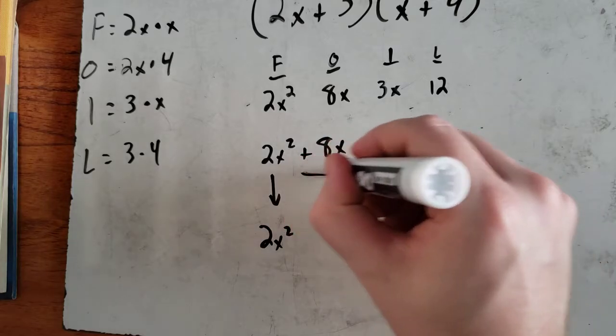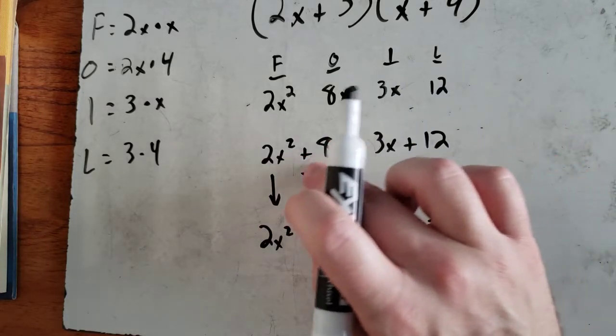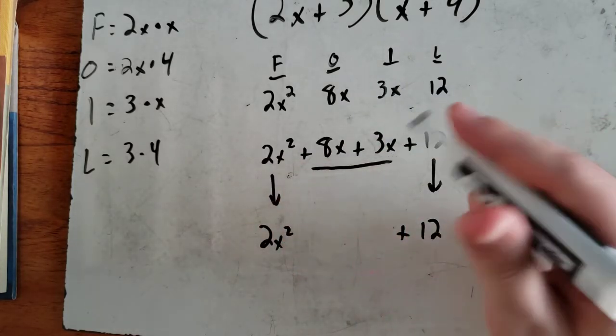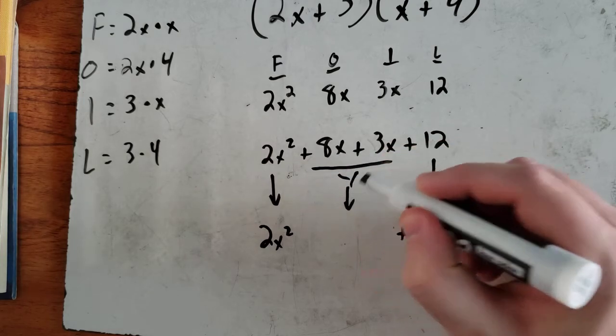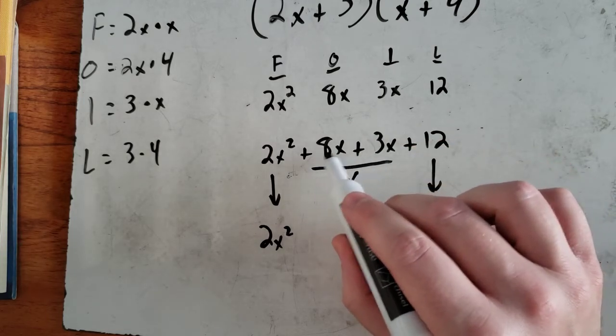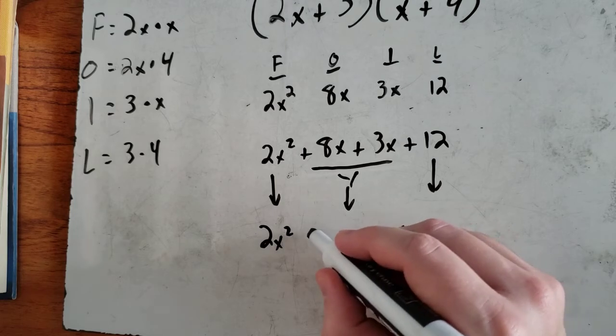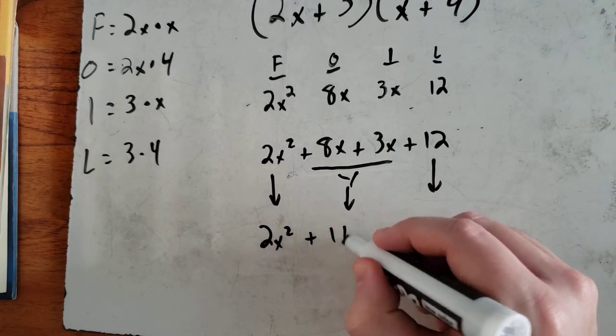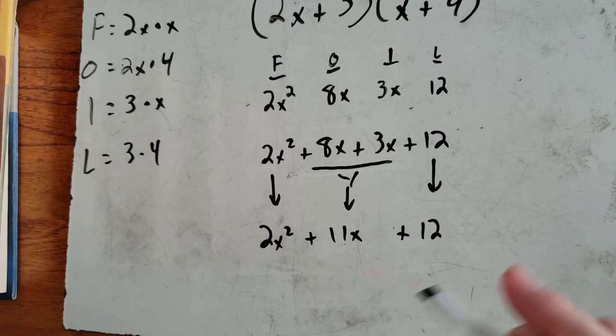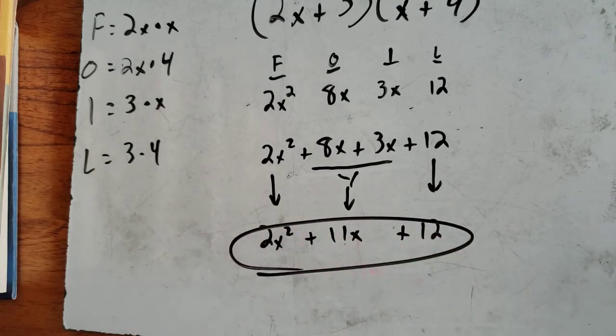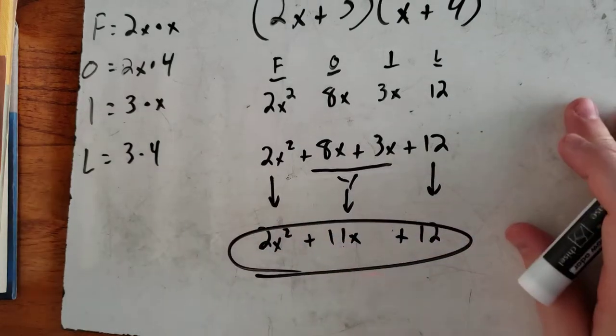And then your middle terms. Combine them together. Drop it down. We have 8x plus 3x. And when we do 8x plus 3x, we get positive 11x. All right, that's our final answer.